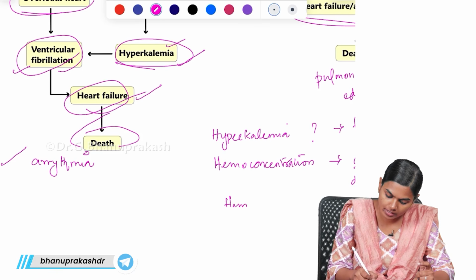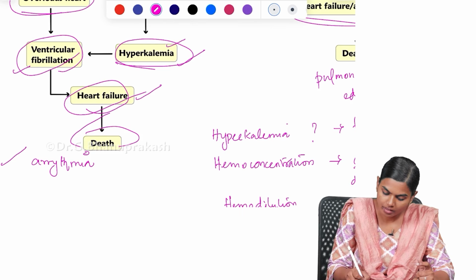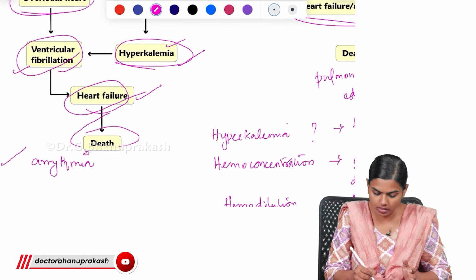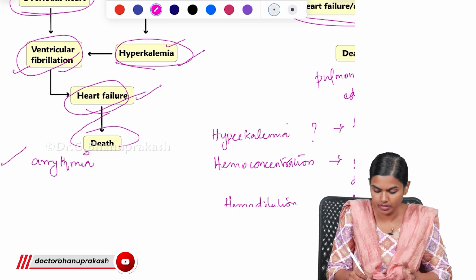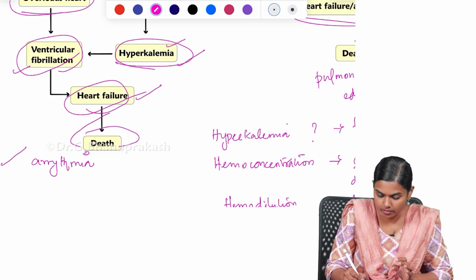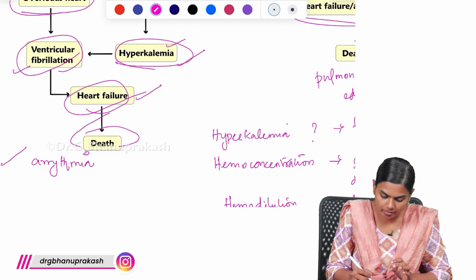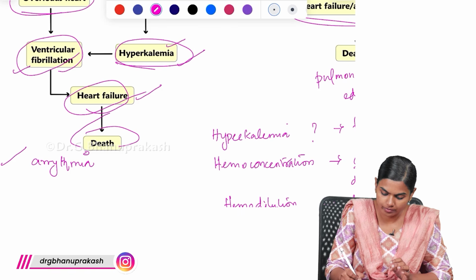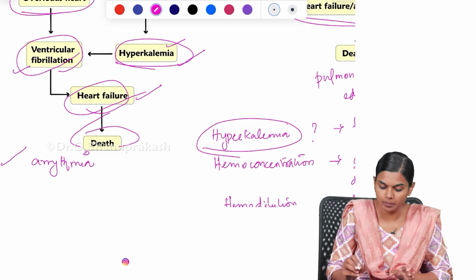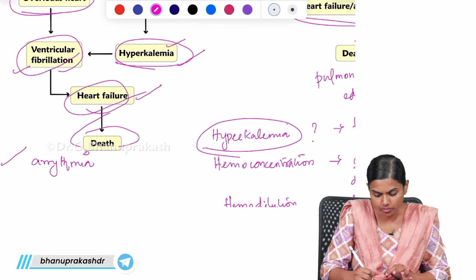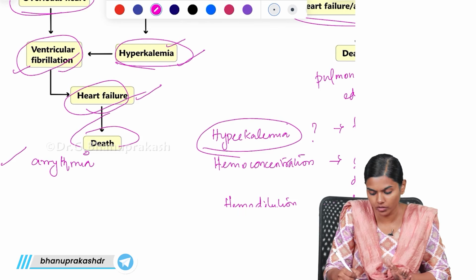Hemodilution will be seen in freshwater drowning. Then they will ask you where you will be seeing hypernatremia. This is seen in seawater. And hyponatremia, hypochloremia, where every electrolyte is decreased, is seen in freshwater drowning. Except for potassium, all other electrolytes will be reduced in case of freshwater drowning. Sodium is only increased in case of seawater drowning.